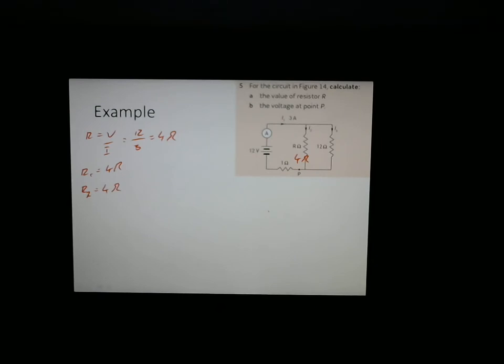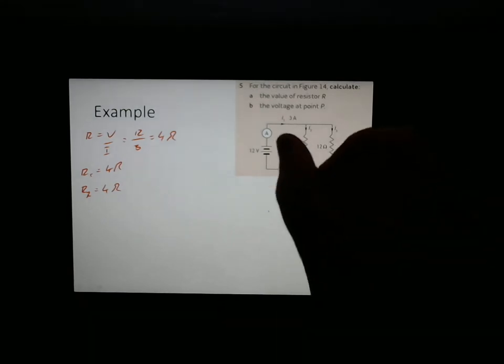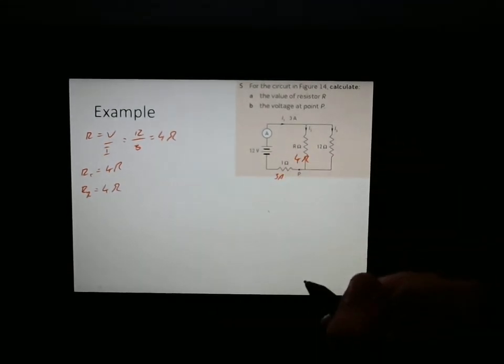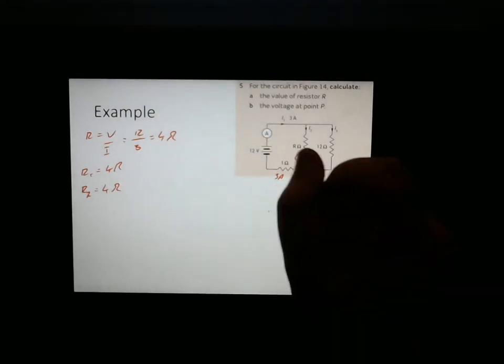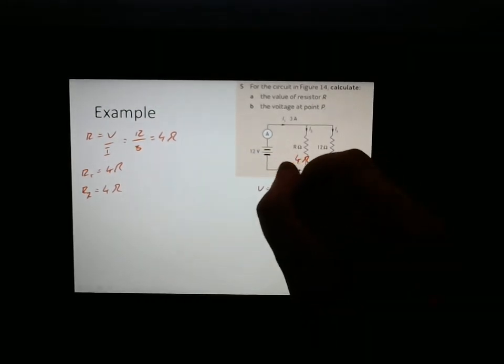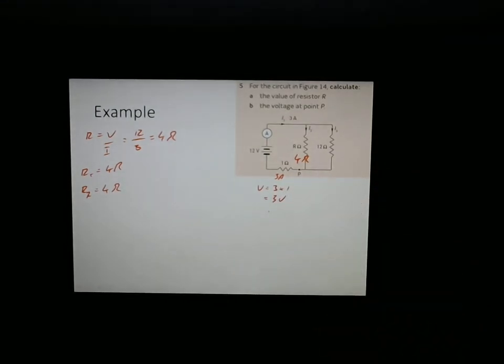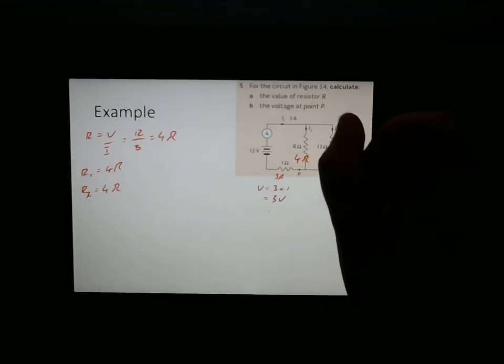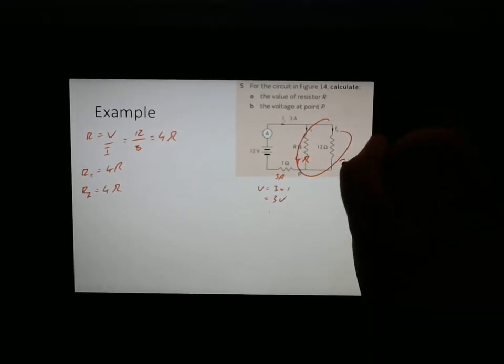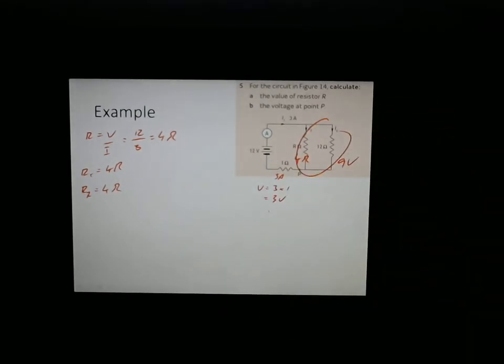So, a couple of ways we could do this. We could work out the current and then work out the voltage, but that seems like a lot of work. I know that here this has 3 amps going through it as well, so the voltage there equals 3 times 1 equals 3 volts. So if 3 volts is getting used up by here, that must leave 9 volts, because the total must add up to 12, being left over there.